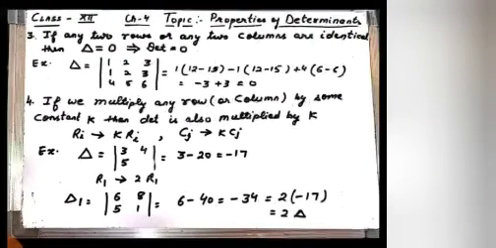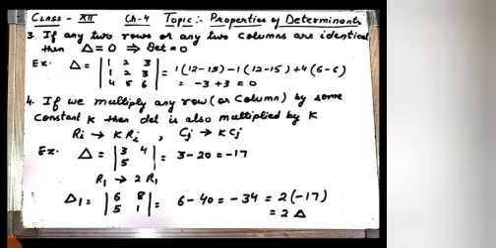Our third property is: if any two rows or any two columns in a determinant are identical, then the value of the determinant is 0. Identical means that any two rows or any two columns are exactly the same. In the given example, the first row and the second row are exactly the same. So in this case if we calculate the determinant by expanding along the first column, then the value of the determinant is 0.